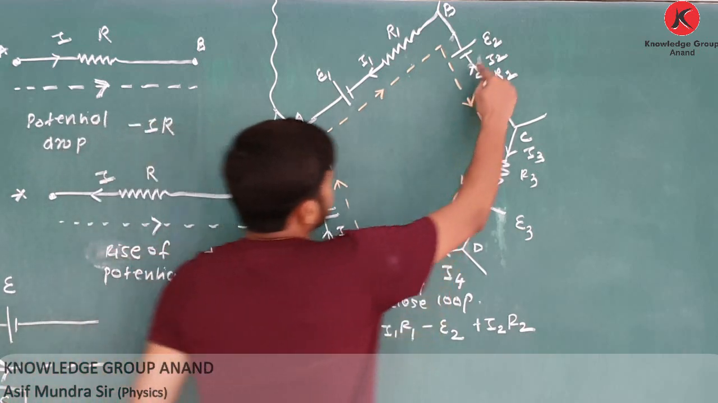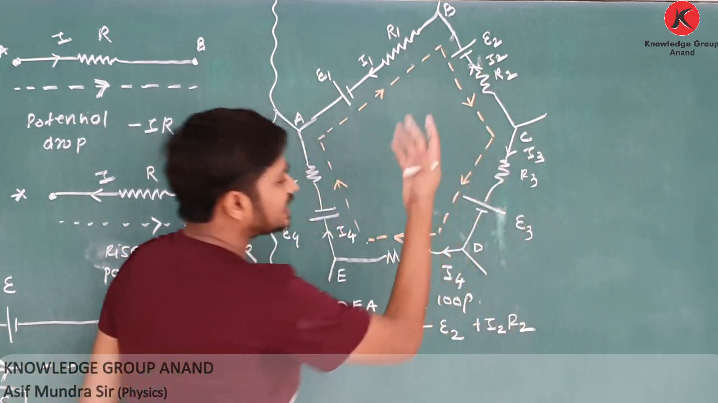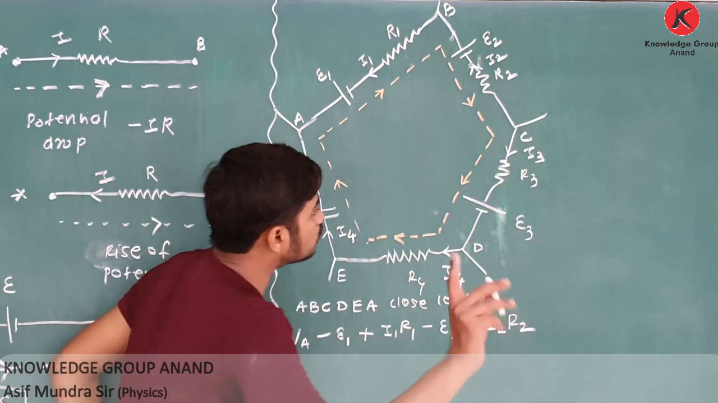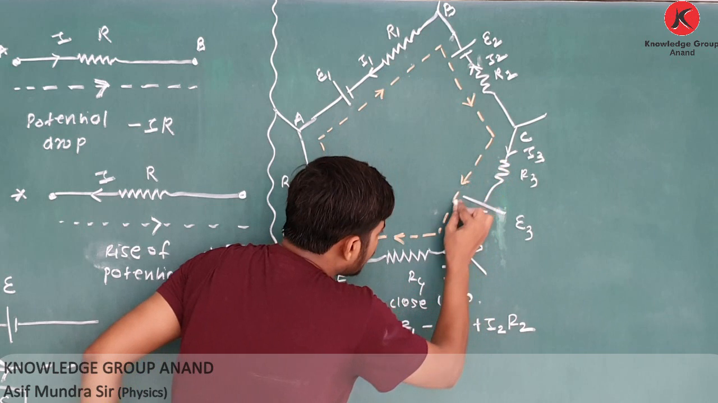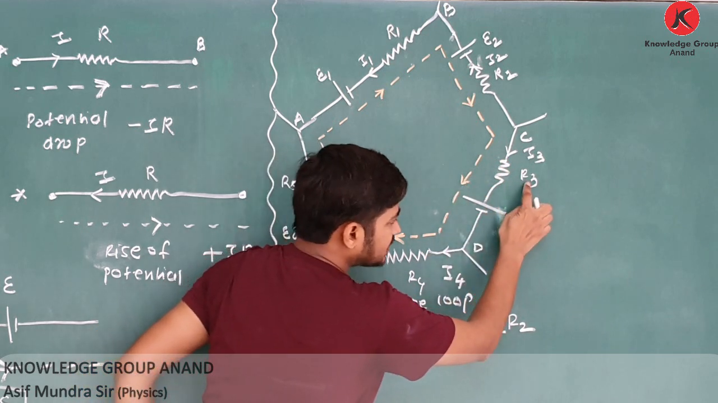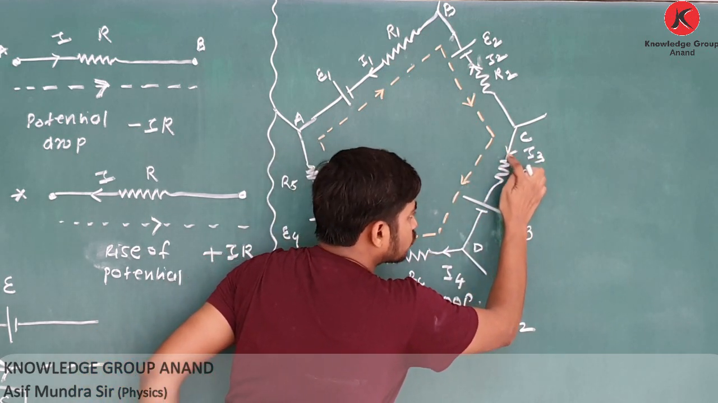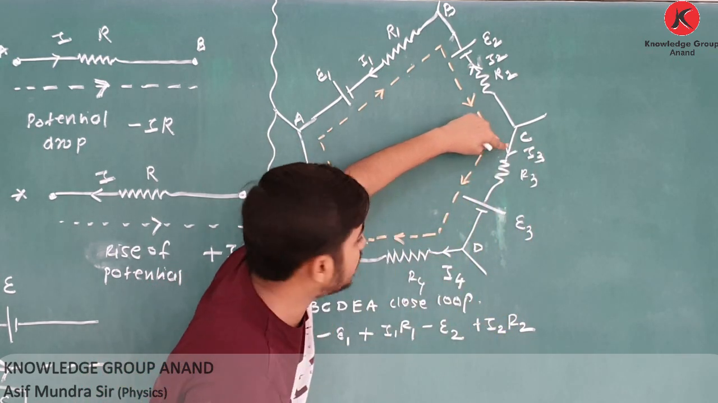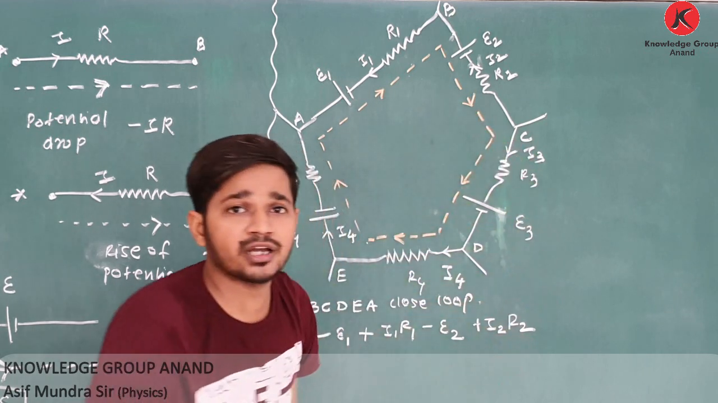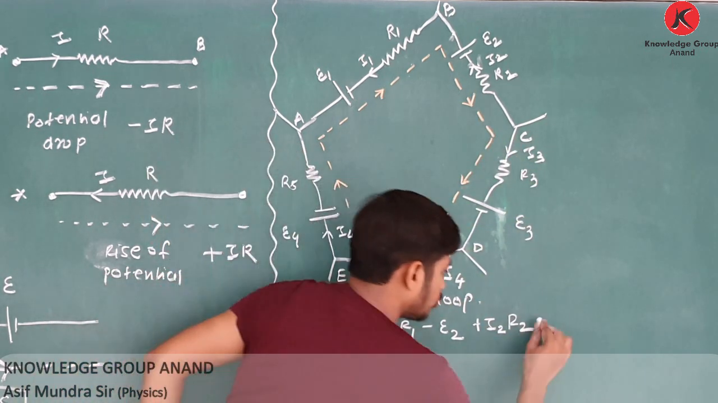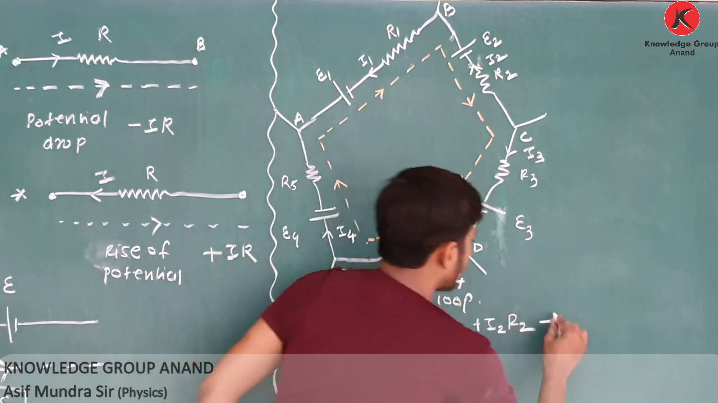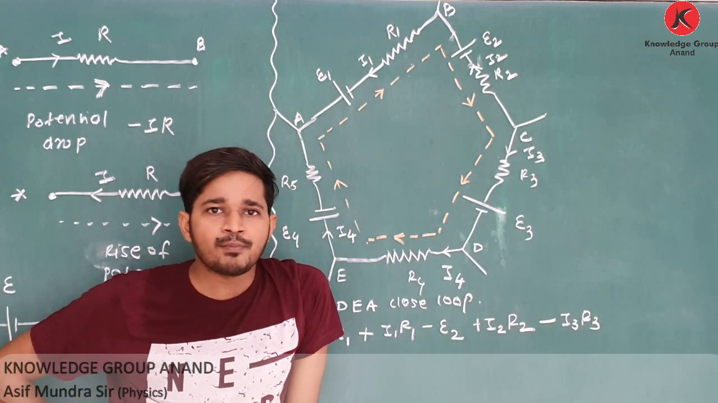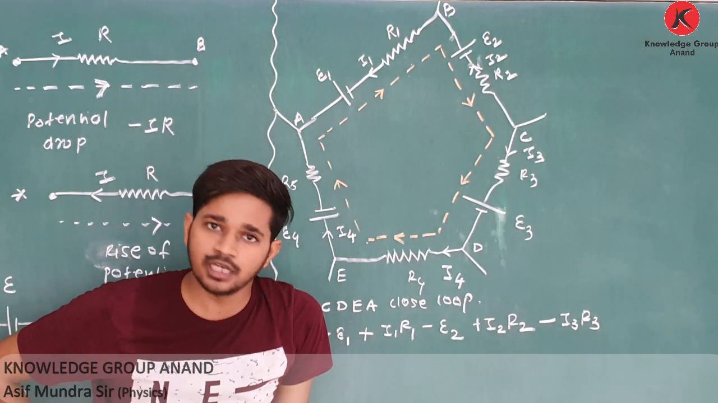Now next one. It is again a resistance, R3. Current flowing through it is I3. Now see, C to D, we are moving in this direction, and current I3 through this resistance is also moving in this direction. That means we are moving in the direction of current, so there is potential drop. And how do we write this potential drop? By minus I3 R3. Clear about this?